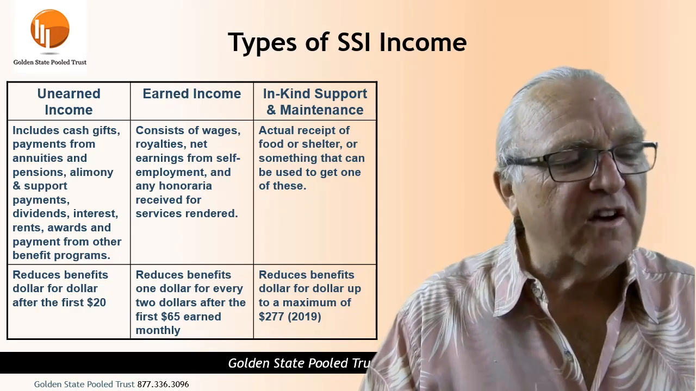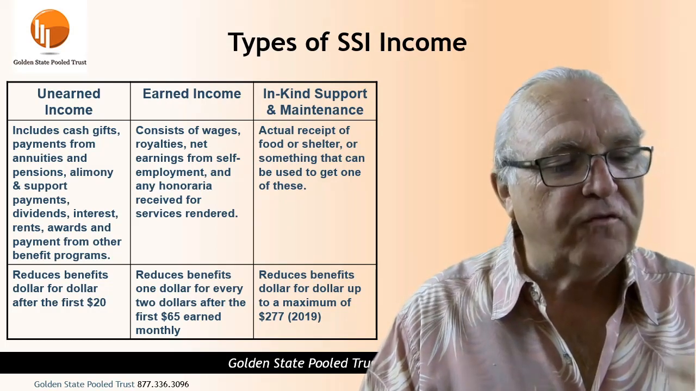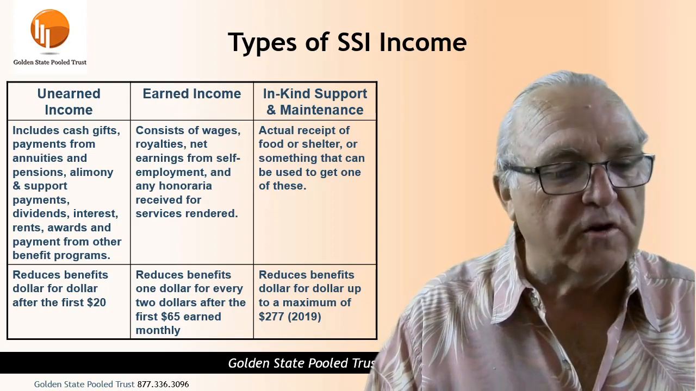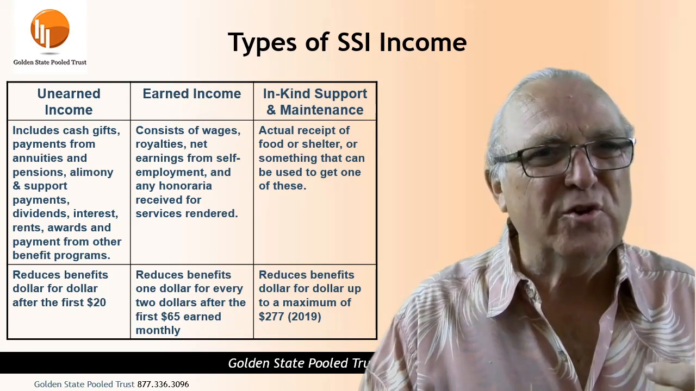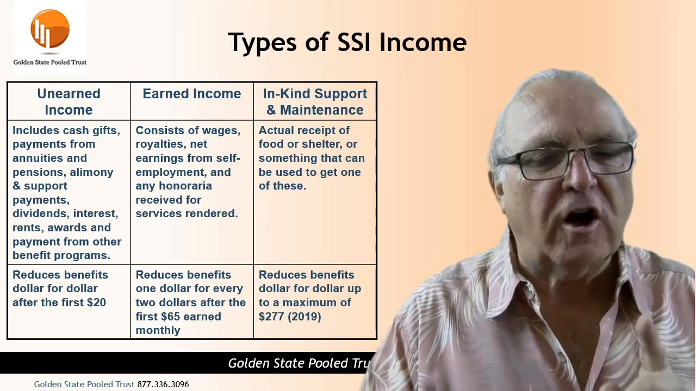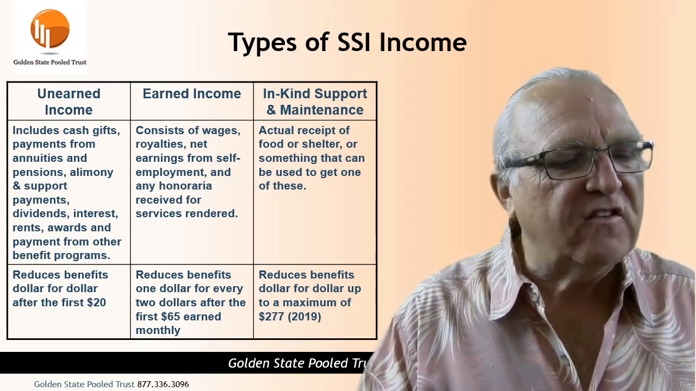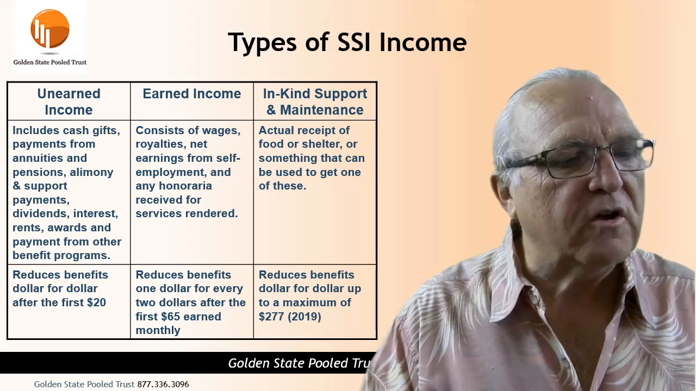So really the reduction is dollar for dollar after the first $20. We're going to see that $20 disregard come up over and over and over again. I want to give a little clue that you only get one $20 disregard. You can only apply it one time. We'll see that in some of the examples we're going to go through.